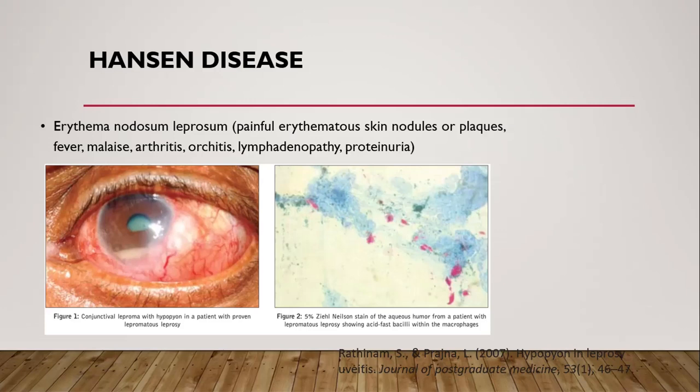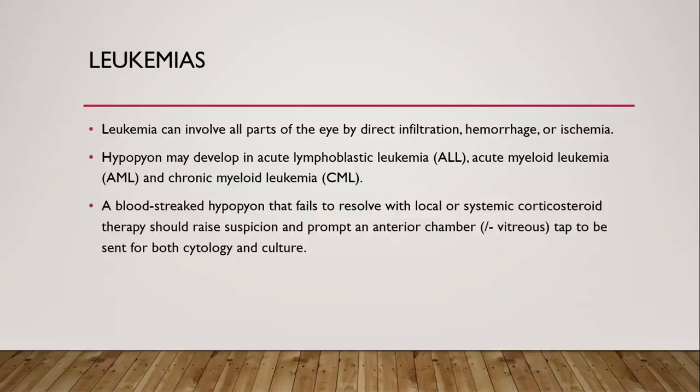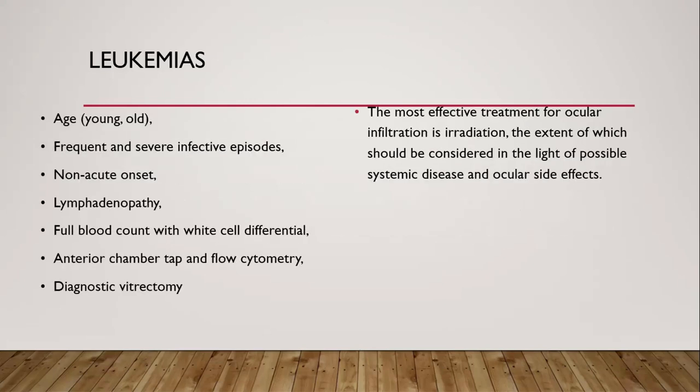Hansen's disease, this is a publication by Ratna Madam. Leprae basically was found in the hypopyon. So you can have neoplastic conditions like leukemias, AML, ALL, and CML usually can present with this. A blood-streaked hypopyon should raise your suspicion. They can temporarily respond to steroid therapy, but AC tap can confirm your diagnosis in case of strong clinical suspicion. So leukemias in the extreme age groups, you have to keep this in mind.